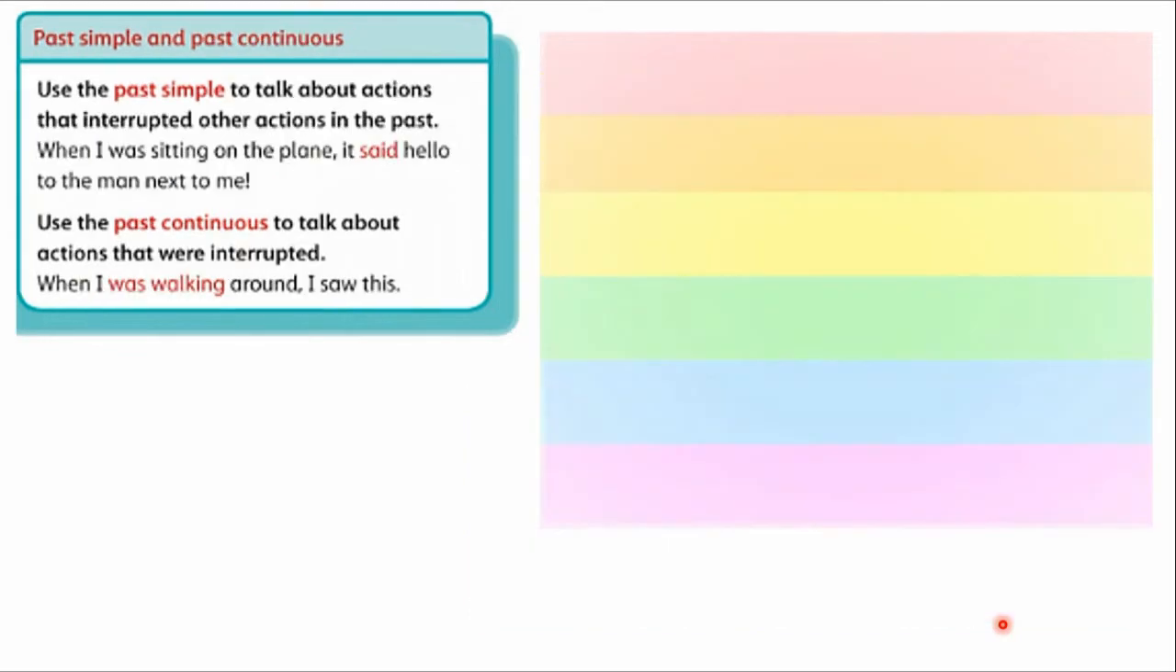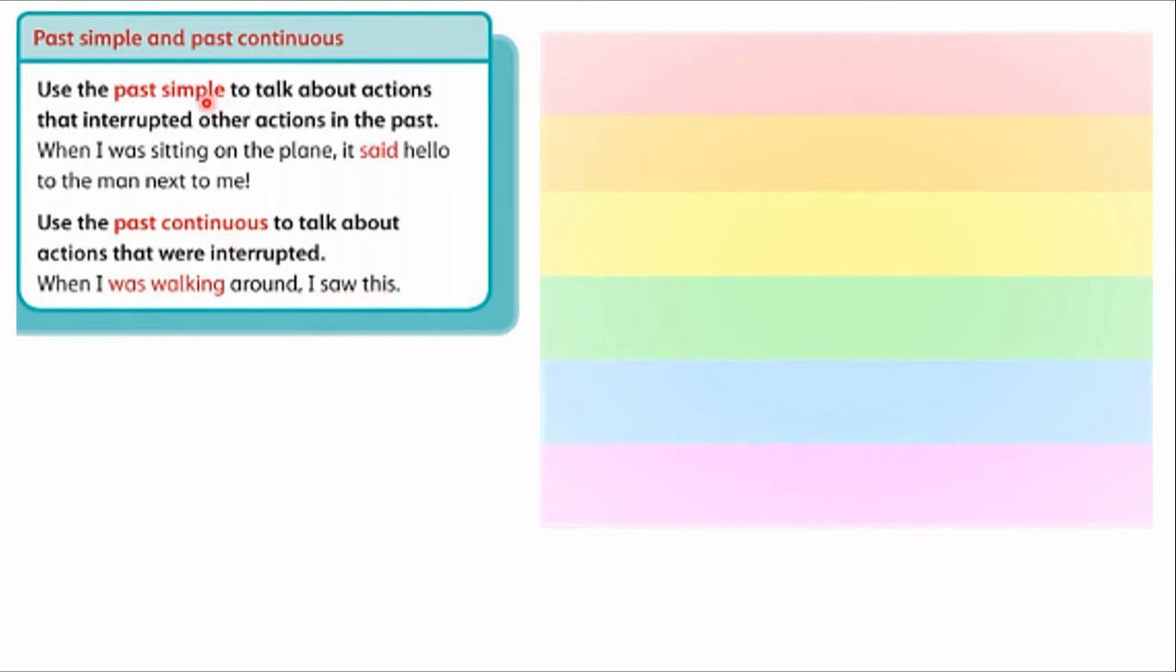Past simple and past continuous. Use the past simple to talk about actions that interrupted other actions in the past. When I was sitting on the plane, it said hello to the man next to me. Use the past continuous to talk about actions that were interrupted. When I was walking around, I saw this. Was walking is our past continuous, and saw is our past simple.